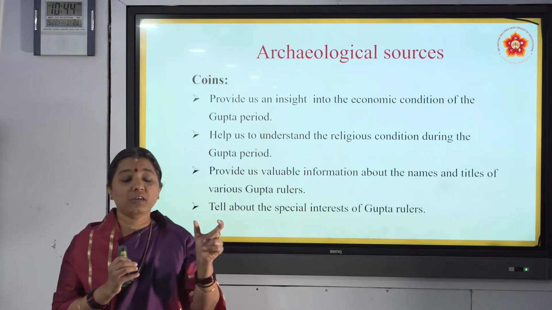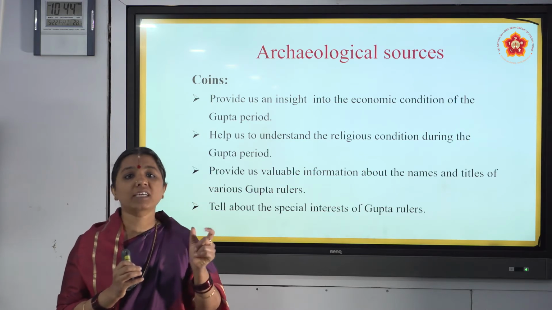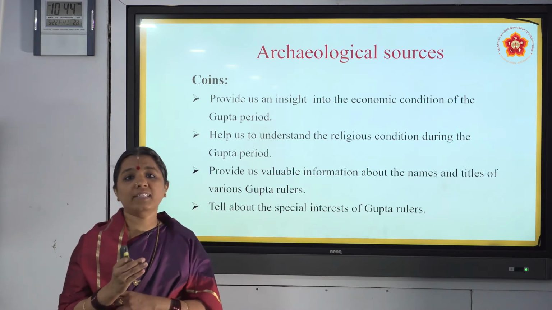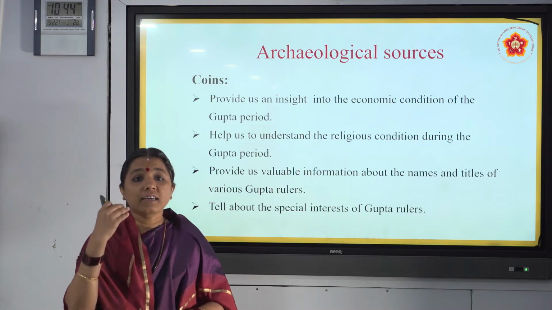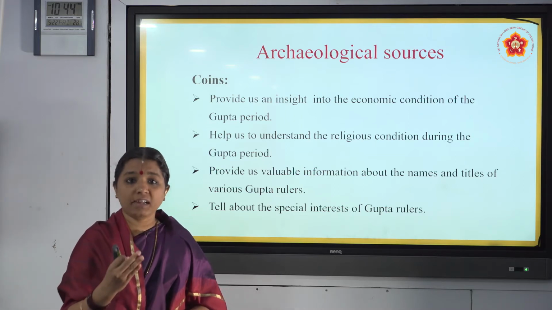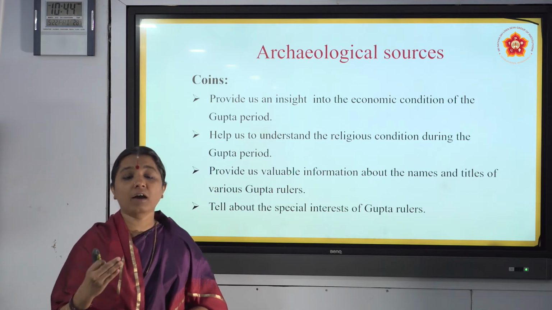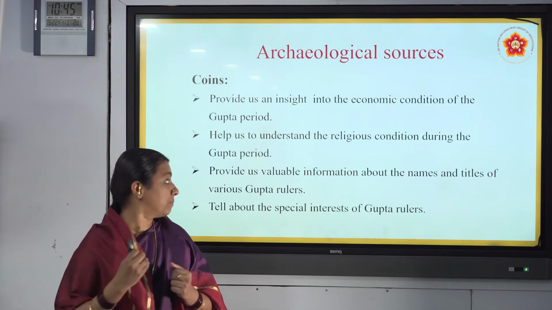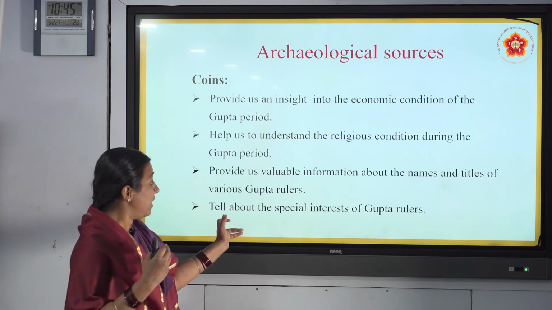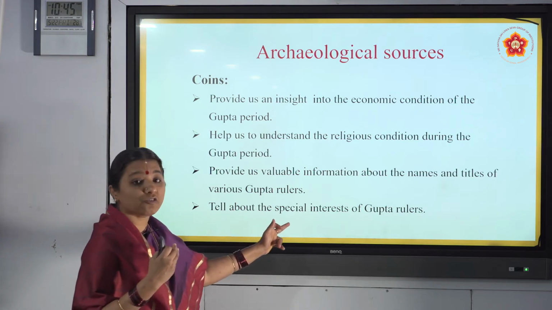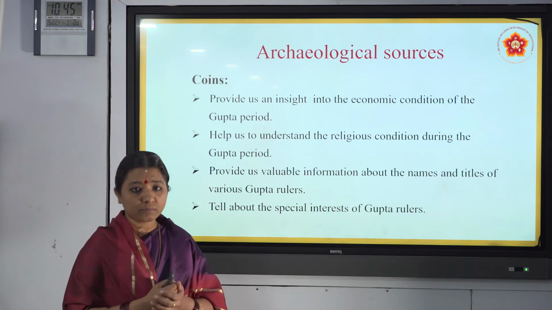an image, it bears a title called Ashwamedha Rajan. It proved that he had a great faith in Vedic culture, and also he performed Ashwamedha Yagna with great enthusiasm. And it tells about the special interest of Gupta rulers. What it means?